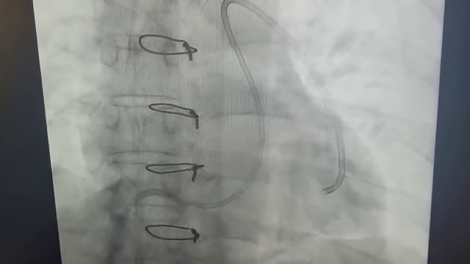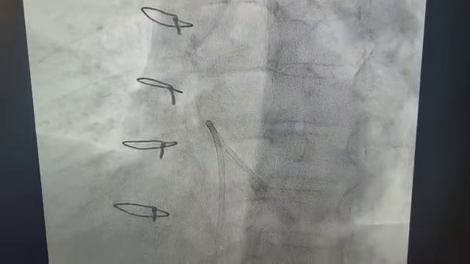So here we have used a Mullin sheath. This is basically to look at all the pressures, RA, RV, and pulmonary artery, and then do a bioptome. So this is a Mullin sheath, or it's in the RV or the right guiding catheter.